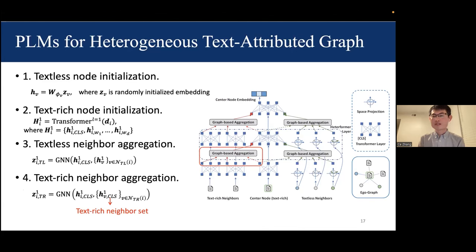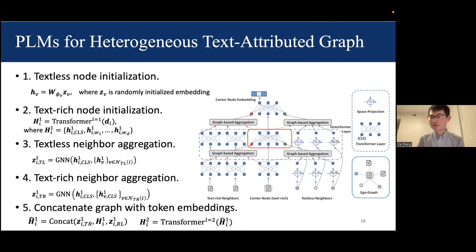Now, after step three and step four, we have two embeddings. One is the textless neighbor embedding, and one is the text-rich neighbor embedding. Finally, we want to aggregate them into the central node, so that we hope the embedding of the central node can capture both textless and text-rich neighbors.